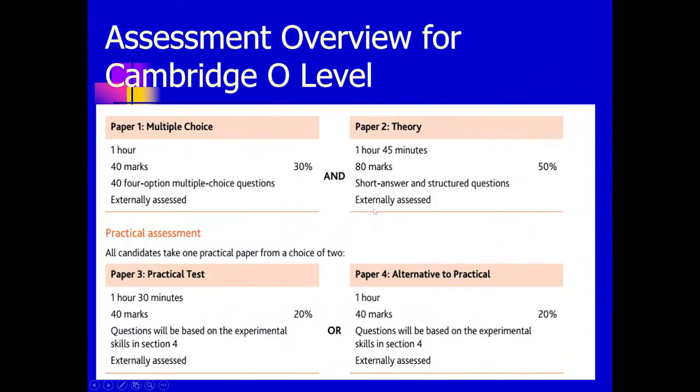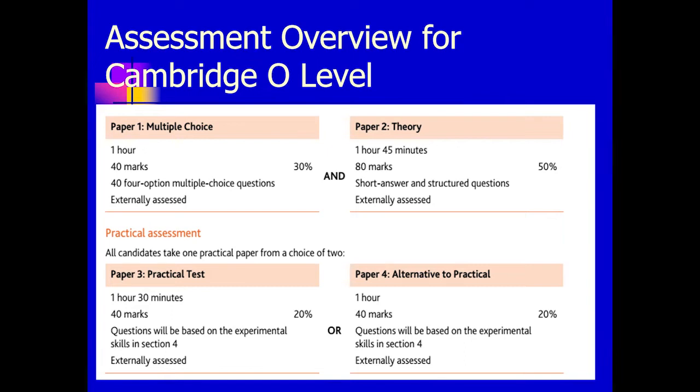Assessment overview for Cambridge O-level exams. Paper 1 has 40 MCQs with 30% weightage. This weightage has been increased in this paper. And Paper 2 is a theory-based paper in which short answer and structured questions will be asked. The time duration for this paper is 1 hour 45 minutes and the weightage of this paper is 50%. So Paper 2 has been changed. Now there is no Section 1 and Section 2 in this paper.